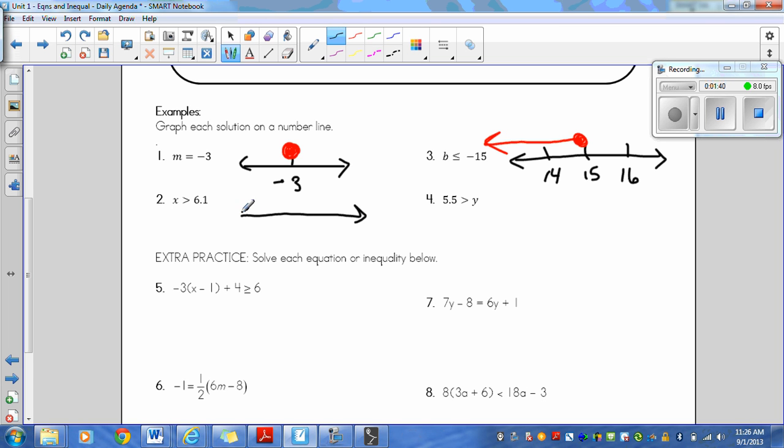Greater than 6.1. I'm going to choose to use 6 and 6.2 as my other two numbers. Greater than, not equal to, open circle, and going up. A good way to remember that, this was a Miss Stewart way to remember it, is that this little line jumps up and fills in that hole. So if there is no little line under there, then the hole doesn't get filled in.